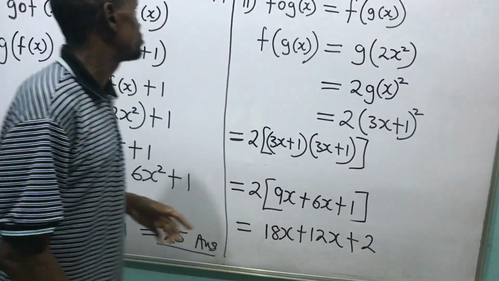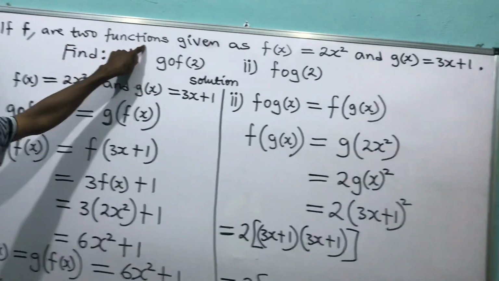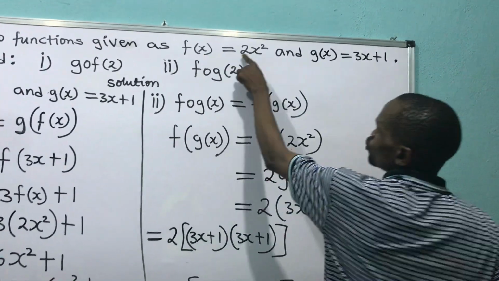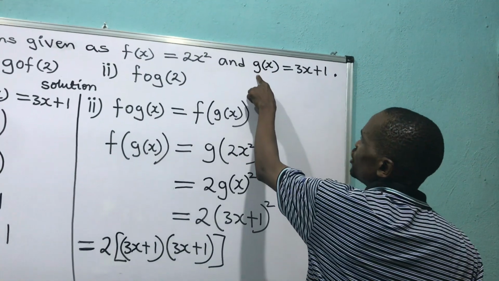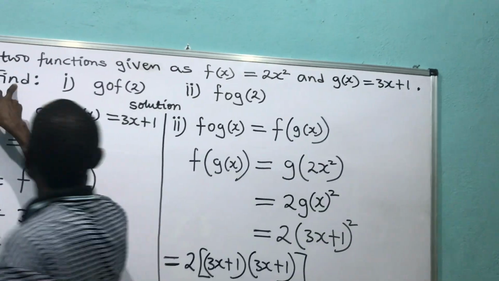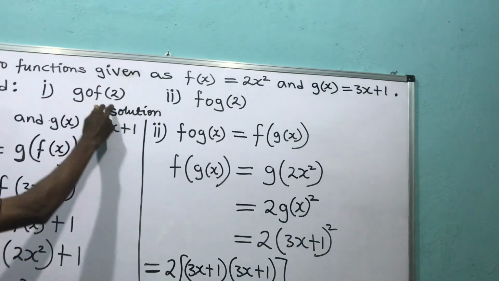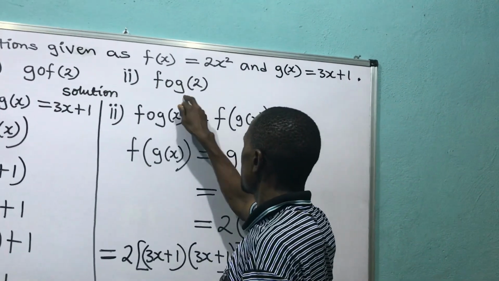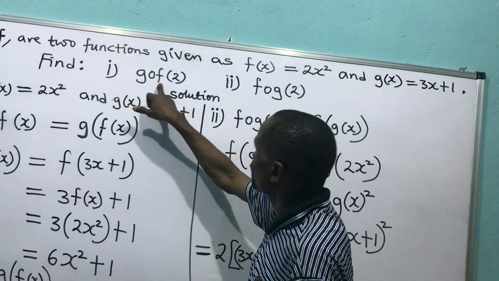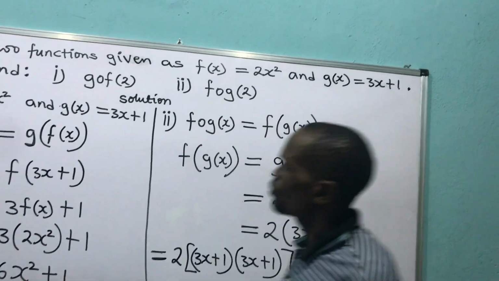Let's go to the question. If f and g are two functions given as f of x equals 2x squared and g of x equals 3x plus 1, they said find g of f of 2 and f of g of 2. That's what they ask us.